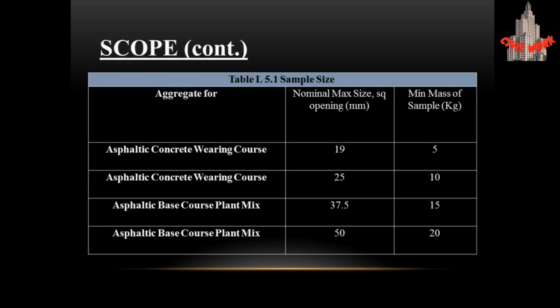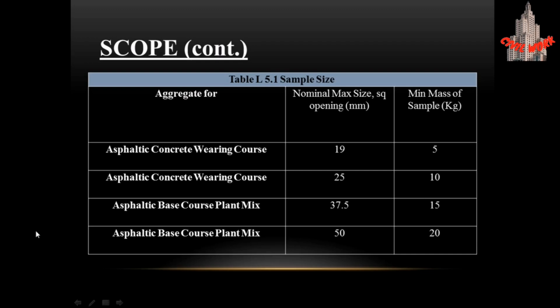Here we have different nominal sizes and minimum mass of sample. When we have the asphaltic concrete wearing course, then we have to sieve it from the nominal size, which is 19 millimeter, and the minimum mass of the sample would be 5 kg. When we have the asphaltic concrete wearing course, which is the same, we have the nominal size 25 millimeter, and the minimum mass of the sample is 10 kg.